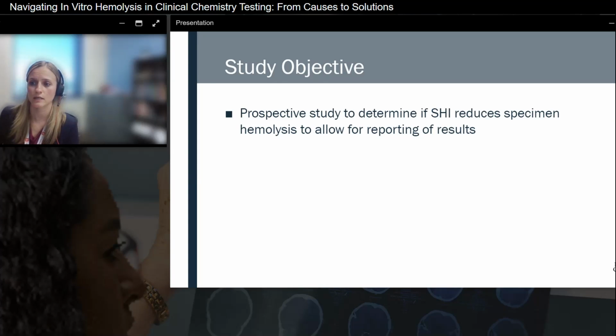As you can see, the special handling instruction process is quite manual and involves the coordination of multiple departments. The process is of course worthwhile if no other strategies for reducing in vitro hemolysis are effective, and if the process leads to fewer rejected and redrawn specimens for the patient. To evaluate the effectiveness of special handling instructions, a small in-house study was performed. The study and the results will be shared on the next few slides.